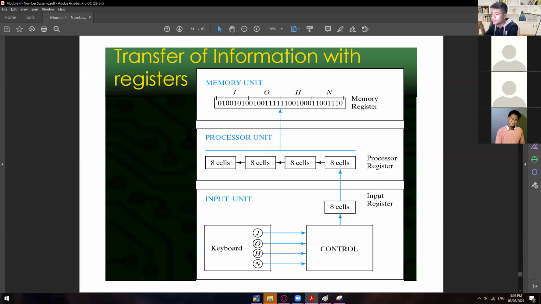Okay, so this will serve as our input, and then it will be processed, and then each one of them is being represented by a binary number, and that's what is being recorded to our memory register. So it is not the N, it is not the H, it is not the O, it is not the J. All of the data that is being processed by our processor will become zeros and ones only. It's just being represented by a number.